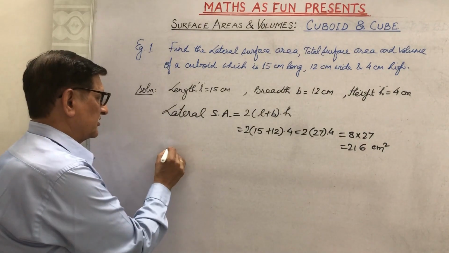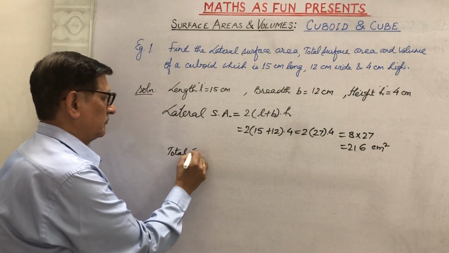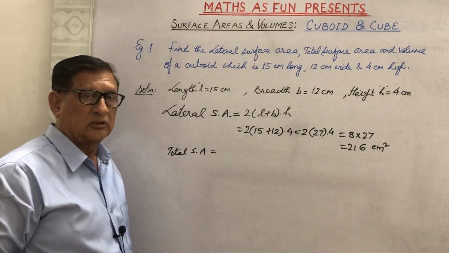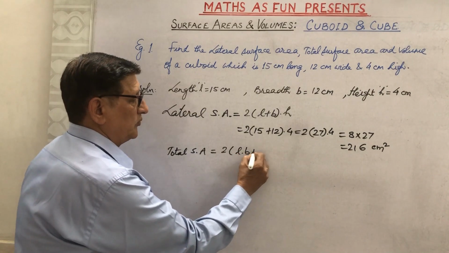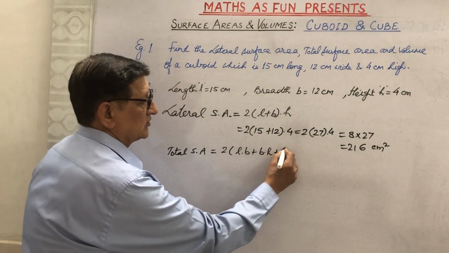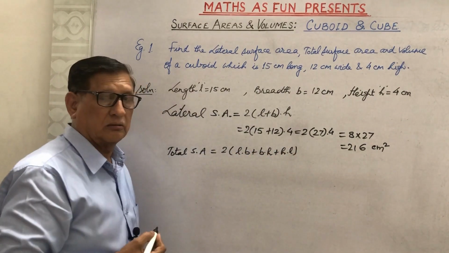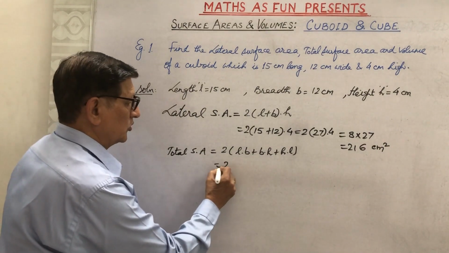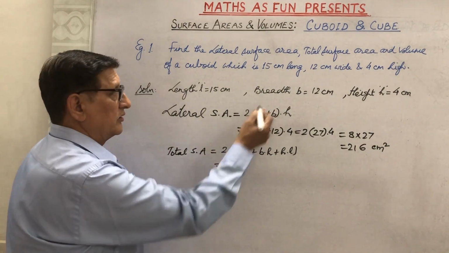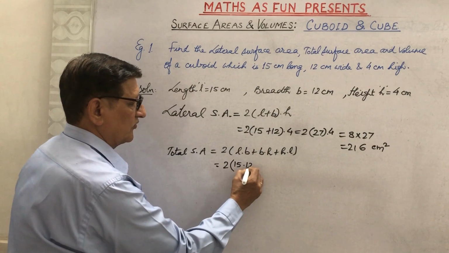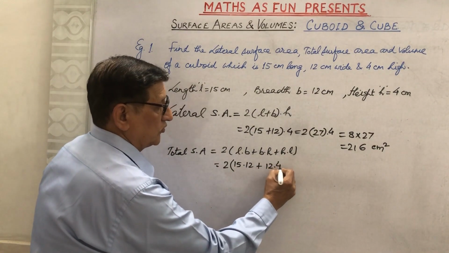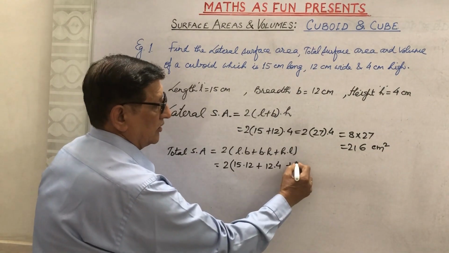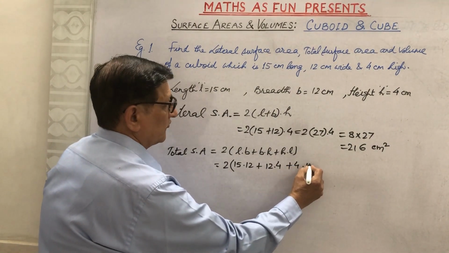The total surface area. The formula for total surface area is 2 into (L into B plus B into H plus H into L). This is equal to 2 into, put the values, L into B, 15 into 12, plus B into H, 12 into 4, plus H into L, 4 into 15.